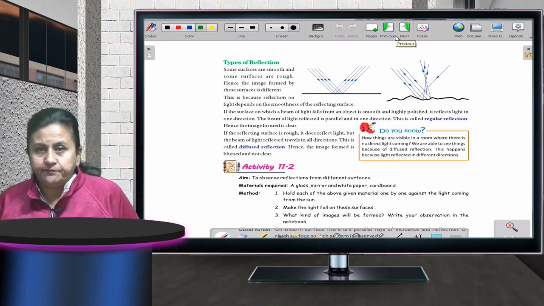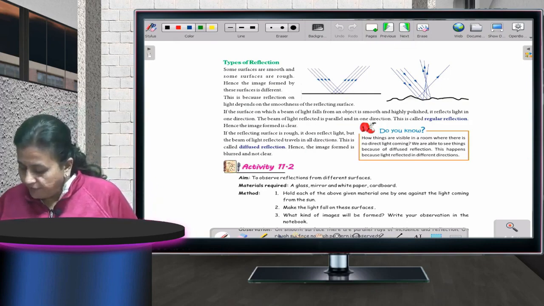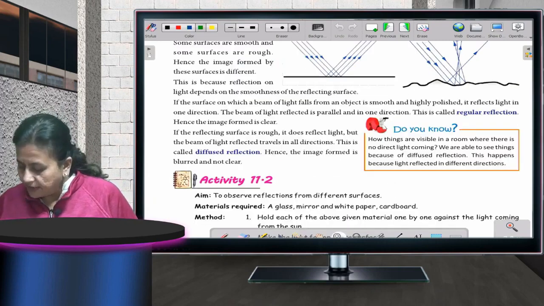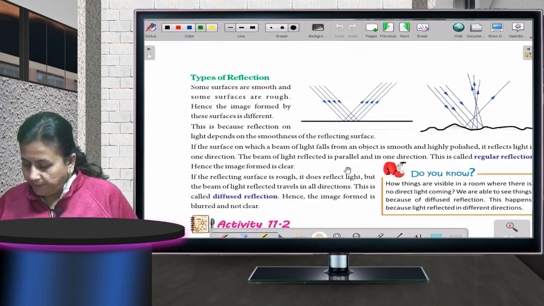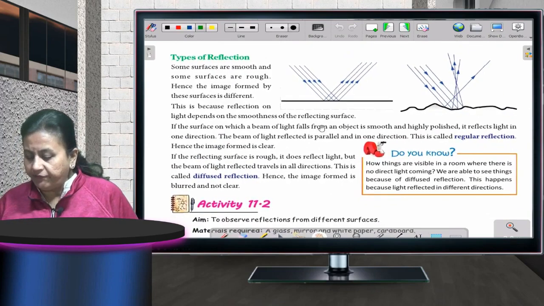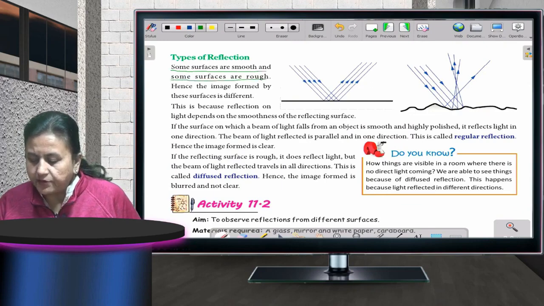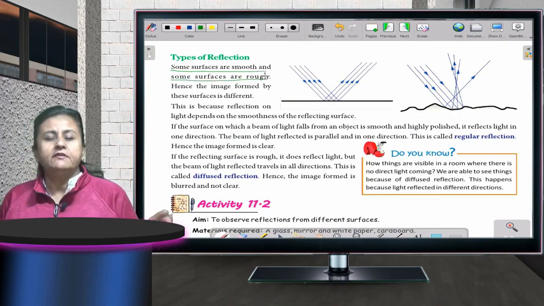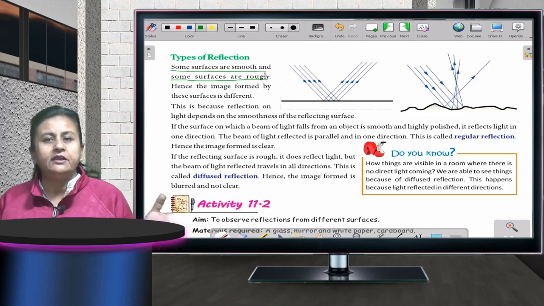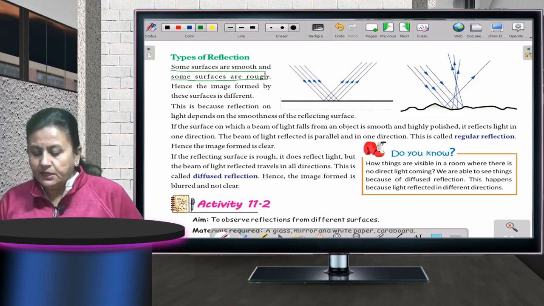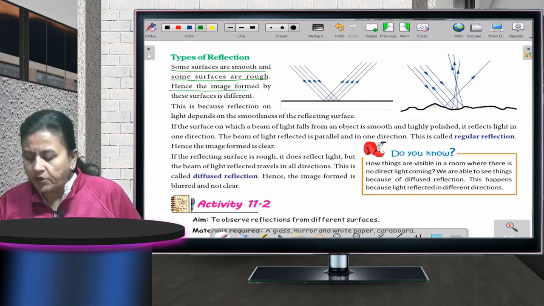Types of reflection. Another topic is types of reflection. Can you all see on your screen? I am zooming it so that things are more clear to you. Some surfaces are smooth and some surfaces are rough. The surface is the area where the light falls. Sometimes it is smooth and sometimes it is rough. Hence, the images formed by these surfaces are different.